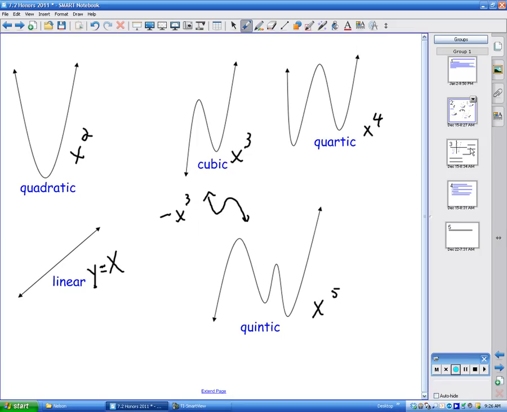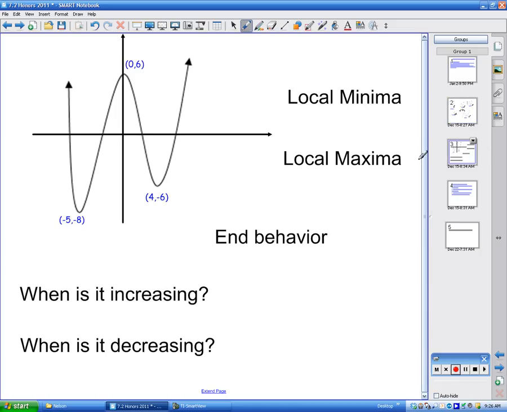Okay, so let's get into the other things that I had mentioned. The minimum, maximum. Minima is plural for minimum. That's what the book uses. You can also say minimums. That's okay. I looked it up on Webster. Maxima is maximums. So the minimums are -5, -8. And so you really only need to put the y coordinate, but we can use both coordinates. That's okay. So -5, -8. And then the other minimum here is 4, -6.